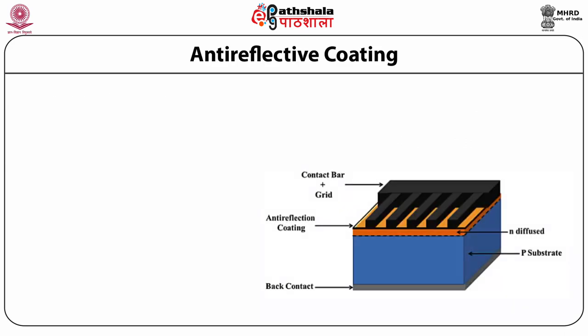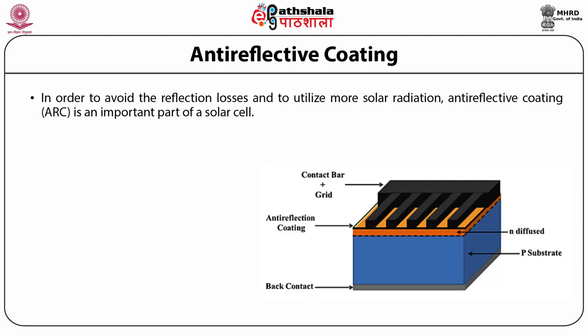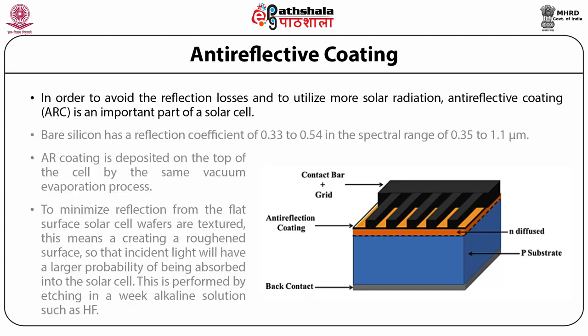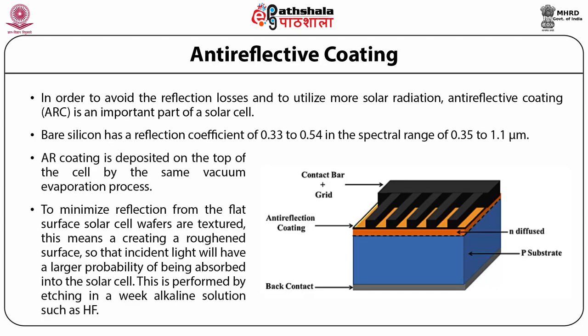Anti-reflective coating. In order to avoid the reflection losses and to utilize more solar radiation, the anti-reflective coating, ARC, is an important part of a solar cell. Since the bare silicon has a reflection coefficient of 0.33 to 0.54 in the spectral range of 0.35 to 1.1 micron, the ARC helps in reducing the reflection losses and in lowering the surface recombination velocity.